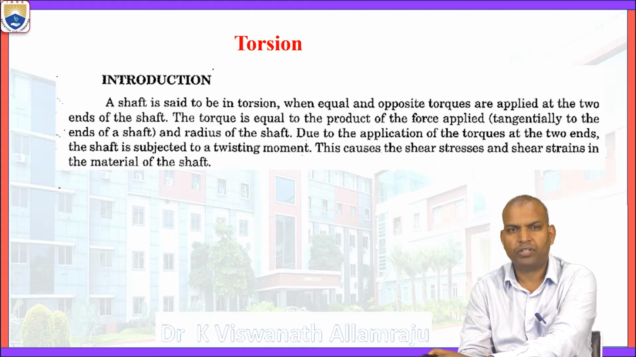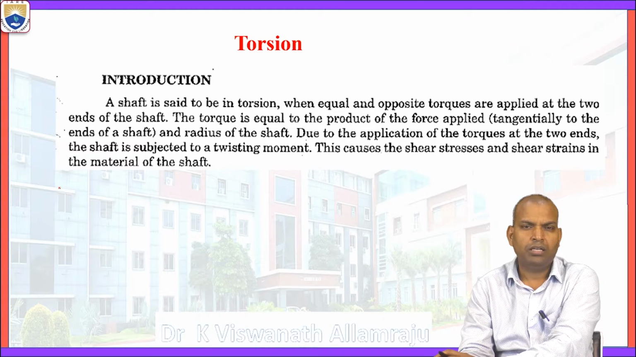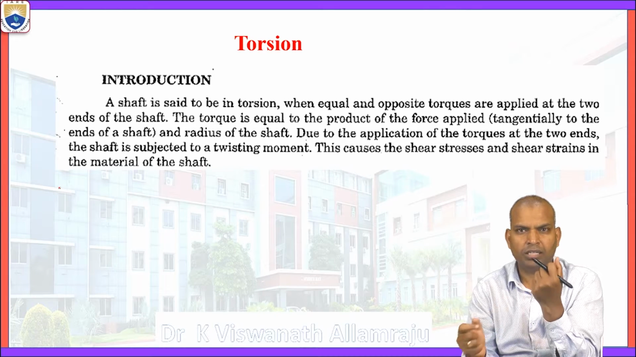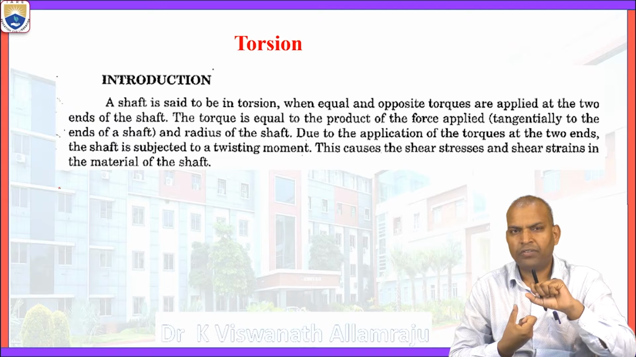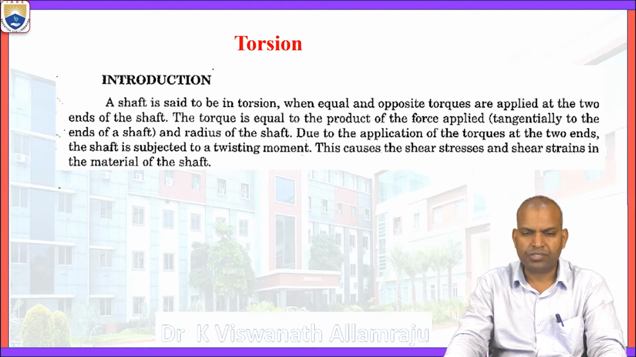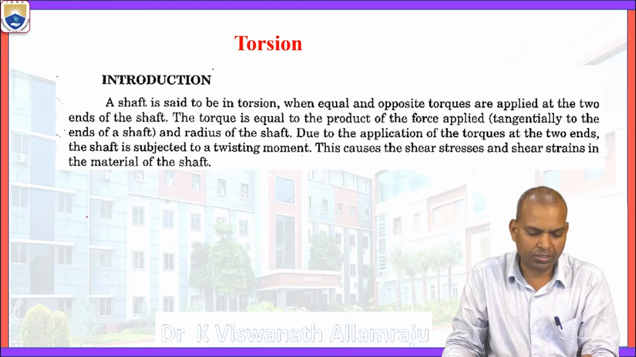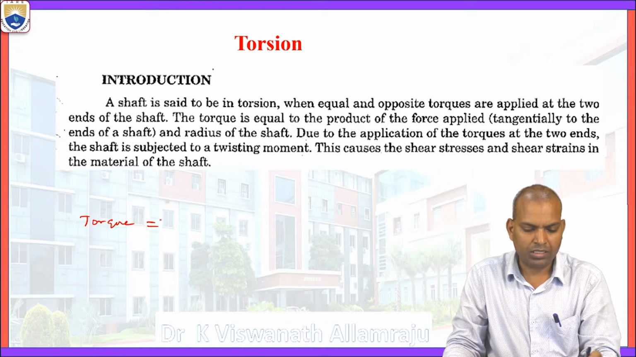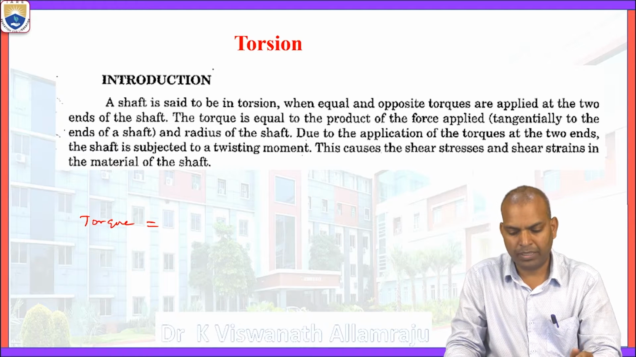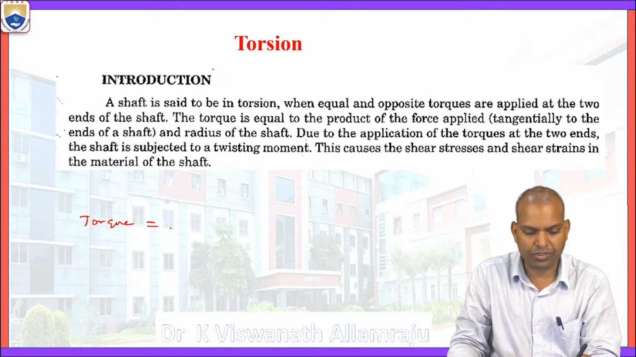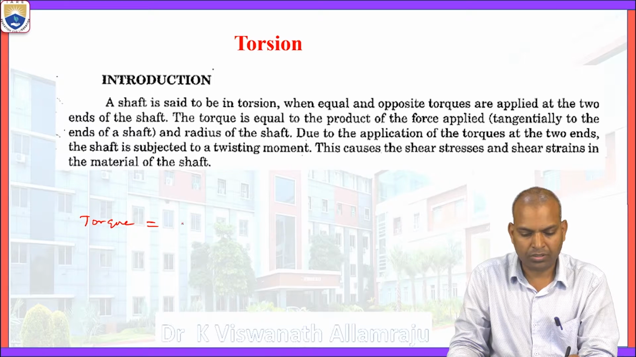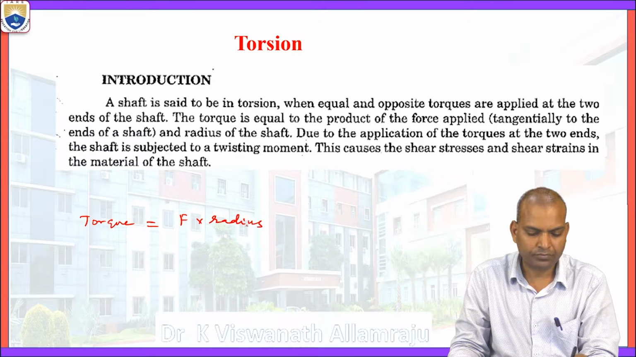What is the meaning of torsion? What is the significance of torsion? A shaft is said to be in torsion when equal and opposite torques are applied at the ends. At the ends of the shaft, what is the torque? The torque is equal to the product of the force applied tangentially at the ends of the shaft and the radius of the shaft. So torque T equals force times radius, that is F into R. This is the torque T.